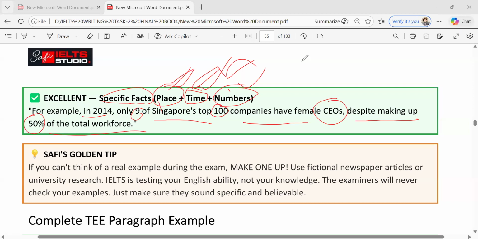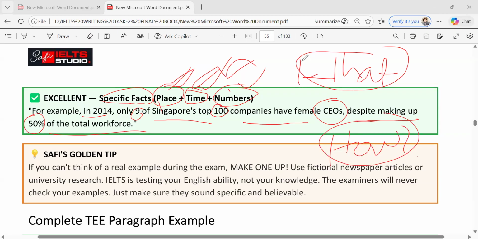Most of the time, students ask me, sir, what if I don't have any example? Look, the examiner is not interested in what you write. The examiner is more interested in how you write. Something you write, the way you write, because he's interested in how, not what. Does it make sense or doesn't it make sense? He's not interested.